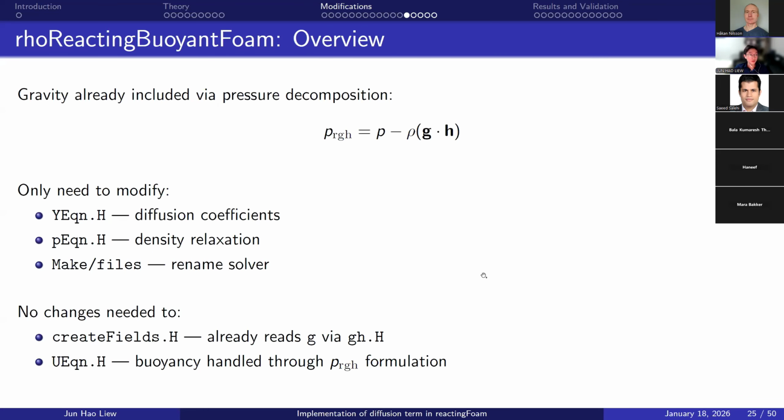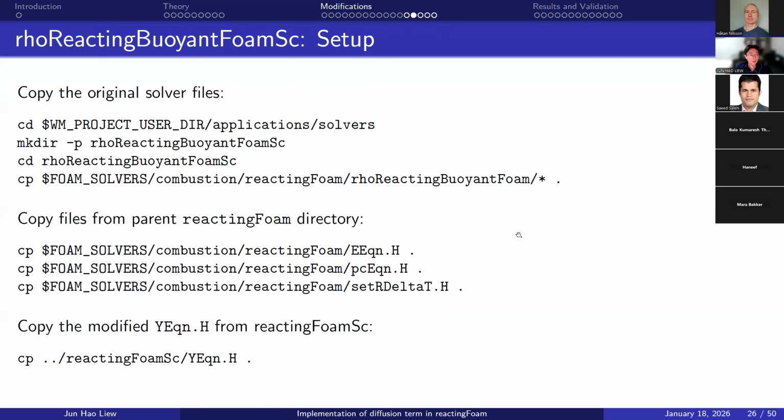Next, we move on to the rhoReactingBuoyantFoam. Here's an overview. Since gravity is already included, we don't need to implement gravity, so we only need to modify the Y equation, add the density relaxation, and rename the files. Very simple. So same thing, we copy everything, but here, because rhoReactingBuoyantFoam is a variant of the reactingFoam solver, it means it's a subdirectory within the reactingFoam solver, so it shares some of the files with the reactingFoam solver.